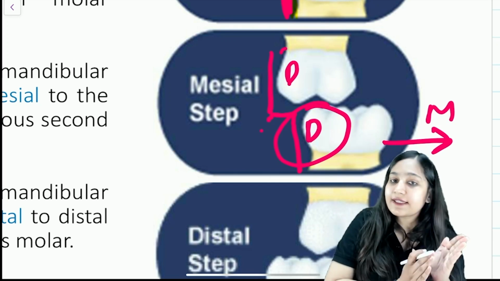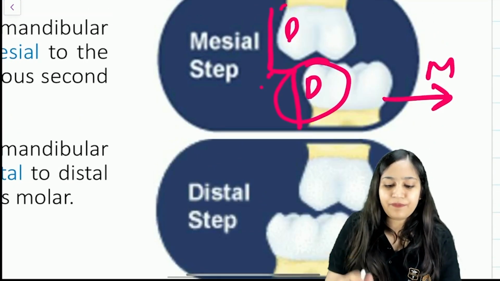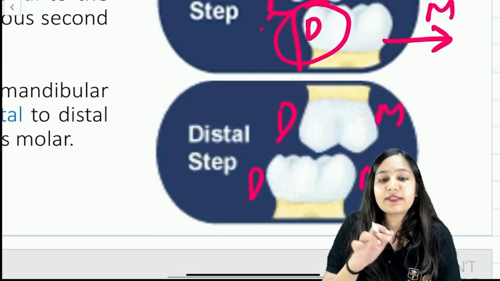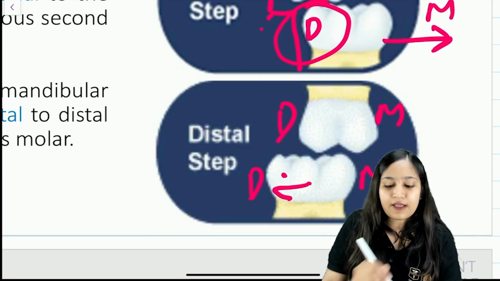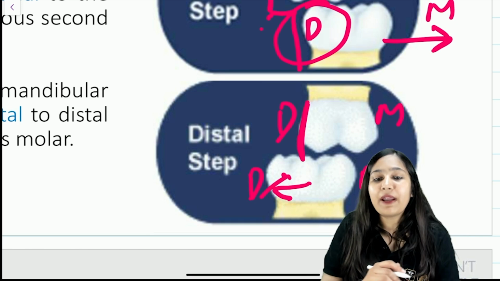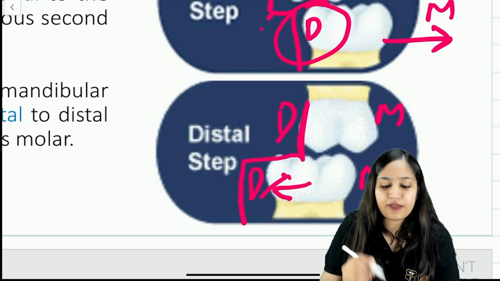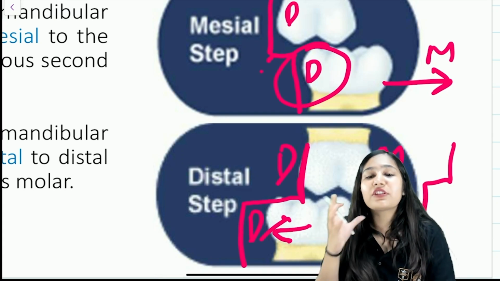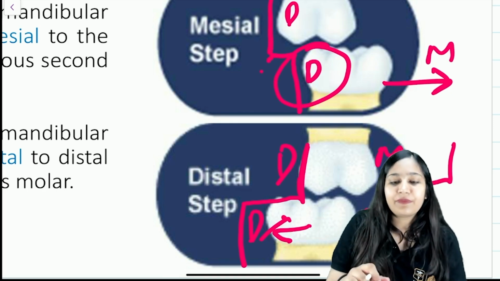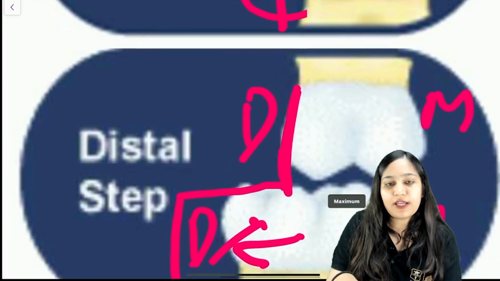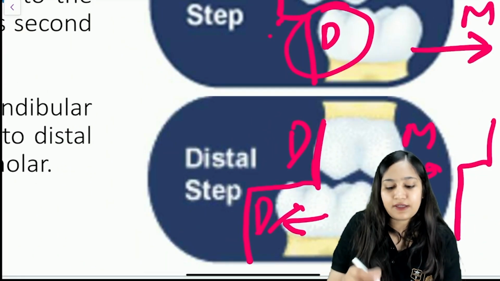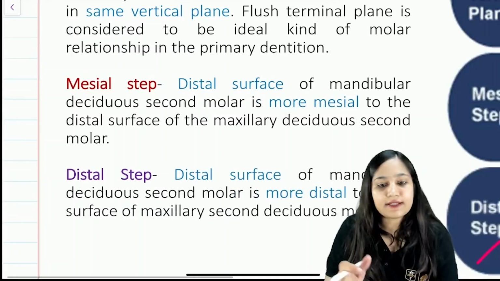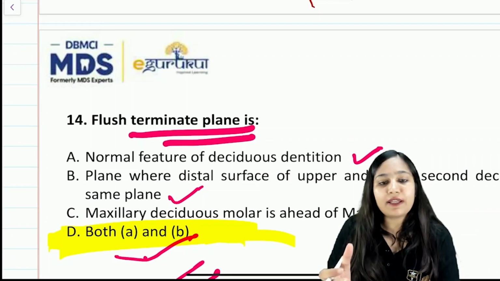Distal surface moving more distally, it will be distal step. Here we can see this is the distal surface, this is the mesial surface. So in distal step, what we can see is that the distal surface is more distal as compared to the maxillary molar, right? The distal surface of the mandibular second molar is placed more distally as compared to the maxillary molar. In this diagram, we can easily appreciate this side is mesial, this side is distal. So the distal surface is placed more distally. So it is distal step. So the correct answer for flush terminal plane here is D, that is both A and B.